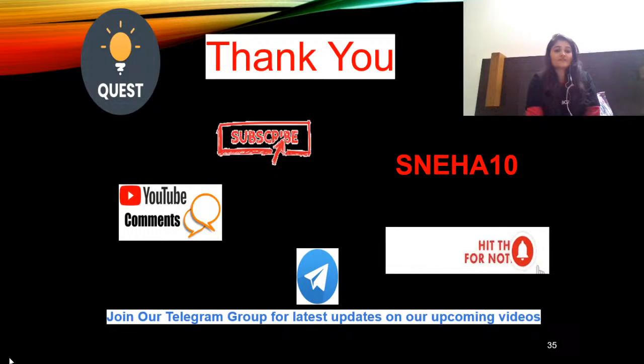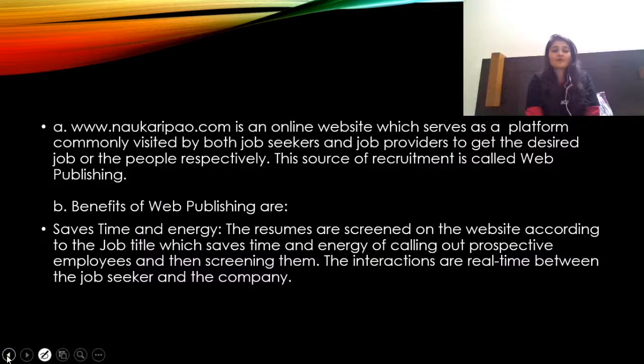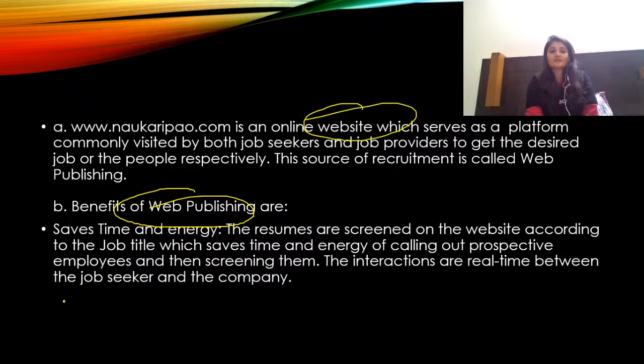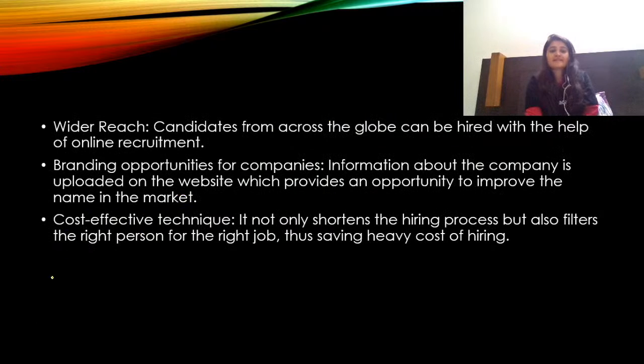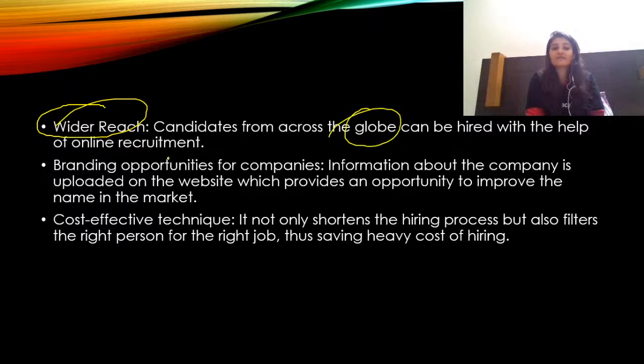एडवांटेज देखो, पहला आपका हो गया, वेब पब्लिशिंग। ओके, वेबसाइट हो गया आपका, जो कि सेव करेगा time and energy. ओके, नेक्स्ट है आपका wider reach, so candidates from across the globe can be hired with the help of online recruitment. Branding opportunity for the company. Okay, yes, is it clear with everyone?